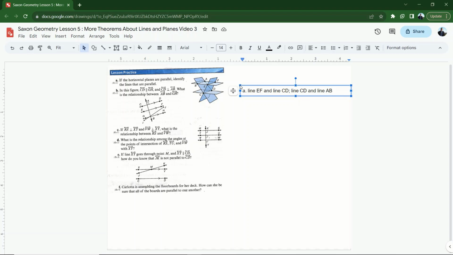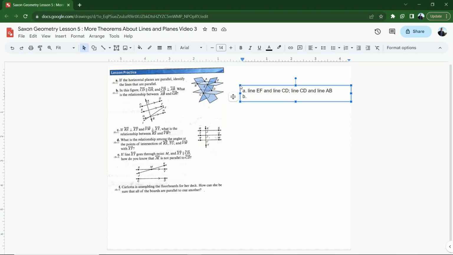So I'm sure there's a way I could prove that AB and EF are parallel, but you know what? We're going to have to wait to do that until we learn about geometric proofs in a future lesson. So we're going to wait with that one. We're just going to use our Theorem 5.1 to identify parallel lines, and those are the two that we can identify from Theorem 5.1.